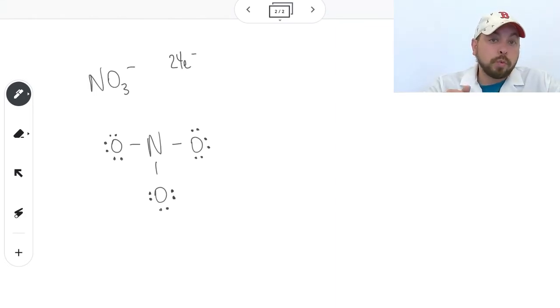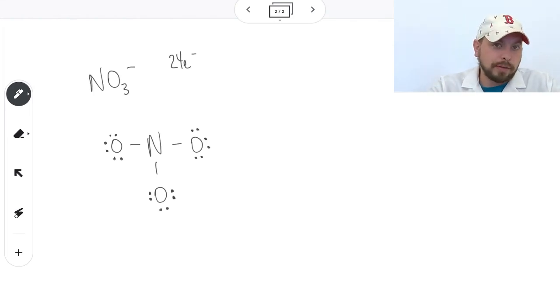Now, nitrate has 24 electrons total that you need to account for. In this case, if you take a look, we've got around each oxygen 8, all right? 2 in each bond, 6 in the lone pairs. So 8 times 3 is going to therefore be the 24. So we've got 24 electrons.